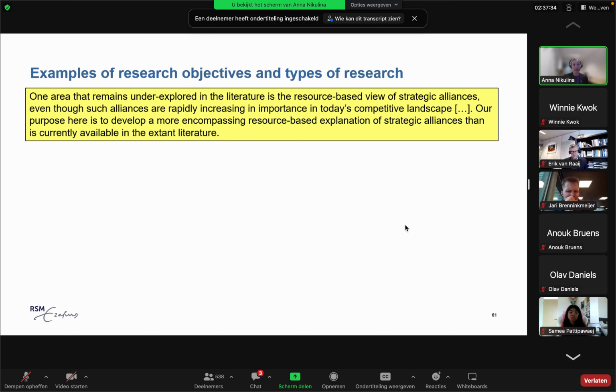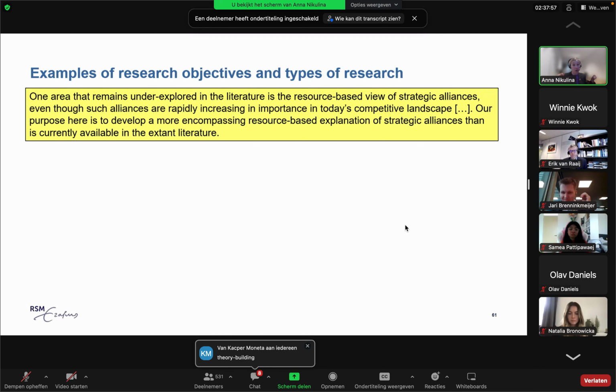One area that remains underexplored in literature is the resource-based view of alliances. You don't have to understand what this is. It's basically an explanation of why alliances exist, even though alliances are rapidly increasing and developing. So the purpose here is to develop a more encompassing resource-based explanation of strategic alliances than is currently available in the literature. And this is typically how science formulates the research objective or questions. Sometimes complex words, but this is an extract from a real article.